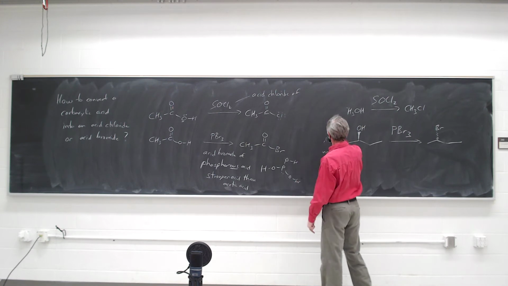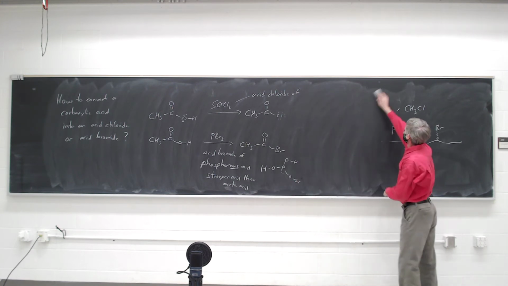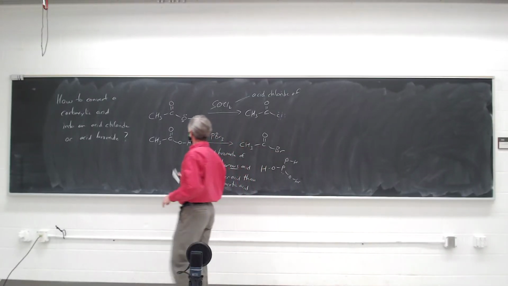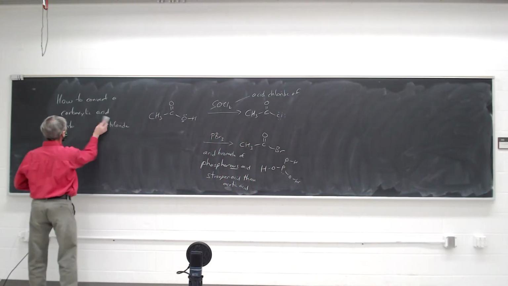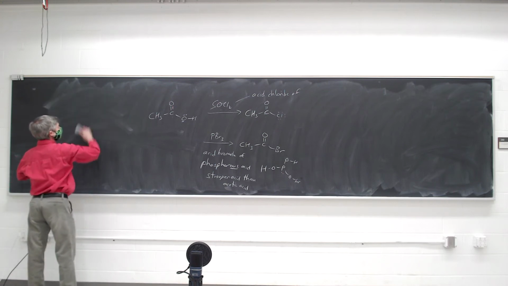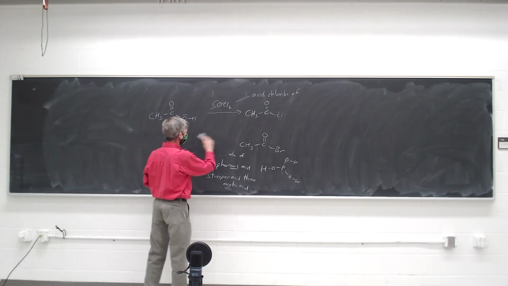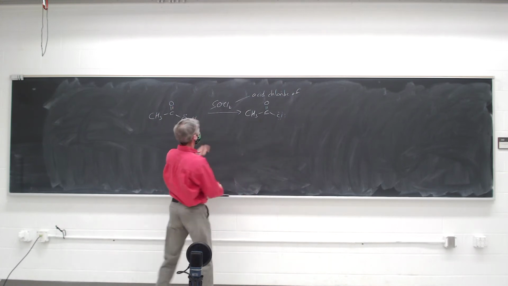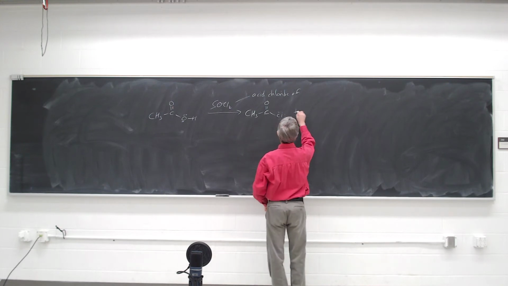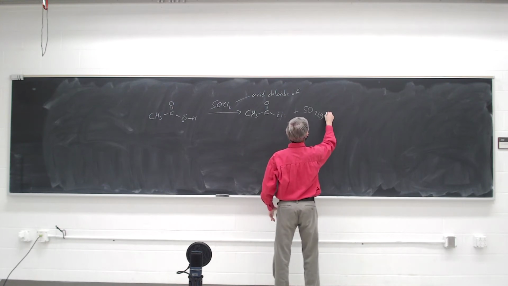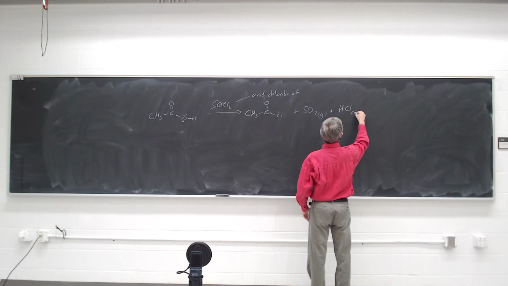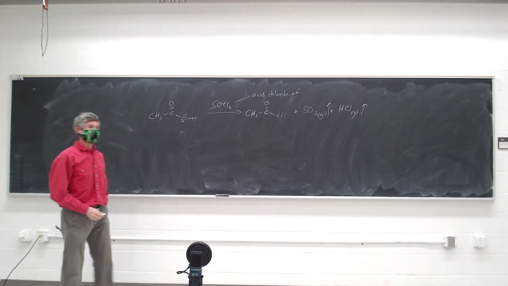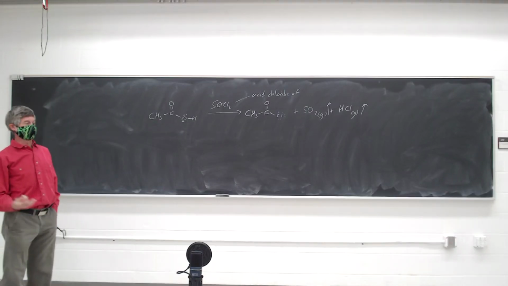So what's the mechanism? We'll go over the mechanism for the PBr3 reaction on Tuesday because it's part of the Hell-Volhard-Zelinsky reaction, which is a reaction at an alpha carbon. So this one I'm not going to do today. But let's think about what the mechanism for this reaction is. The other two products are gases, which also makes this reaction favorable because those gases, once they're formed, just evaporate and they're gone.